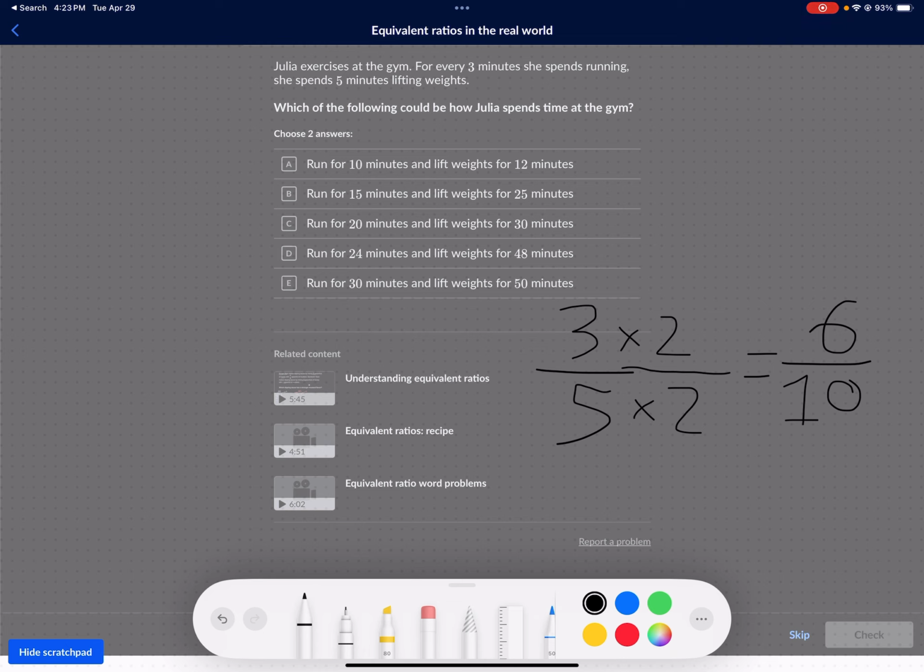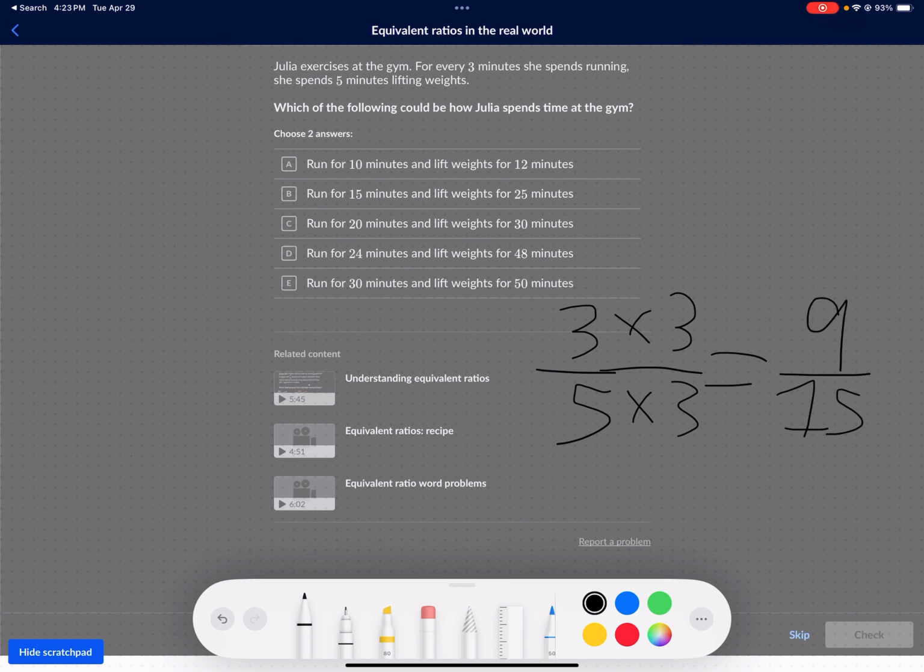Well, we don't have that for our choices, but that is correct. Let's try something else. Maybe we can get 3 times 3 and 5 times 3? What will this give us? 9 over 15. But will that work? No, this isn't in our choices either. Let's try a different one.